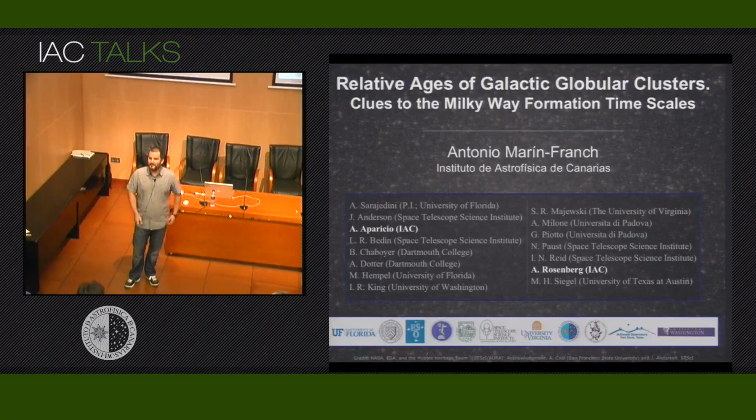So my question would be, the metal-rich part, does it correspond to that class of metal-rich objects that have disky kinematics that are close to the plane of the Milky Way?